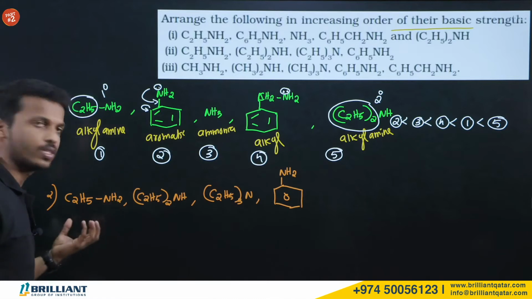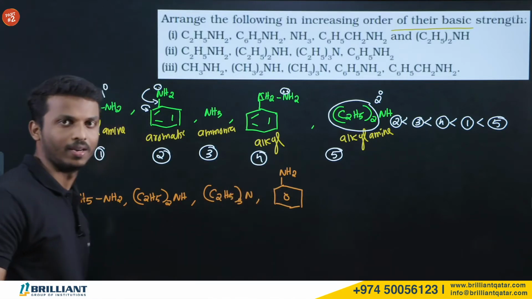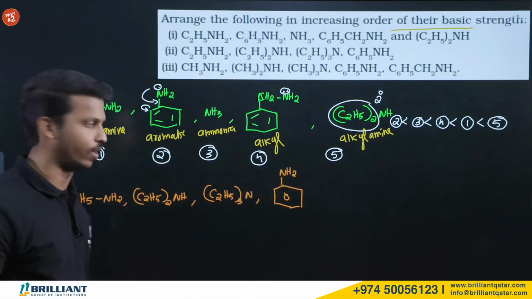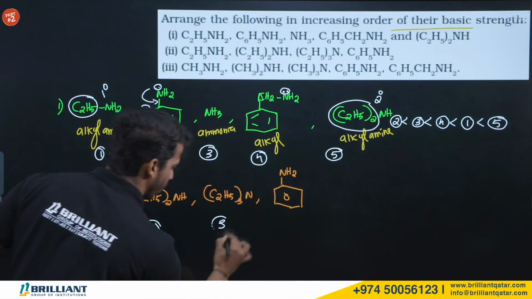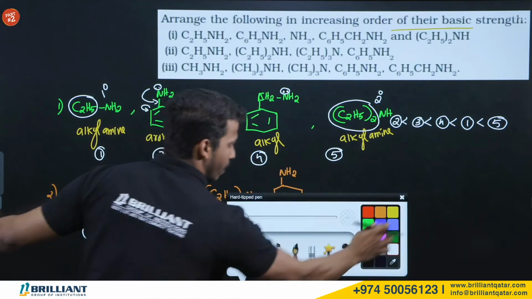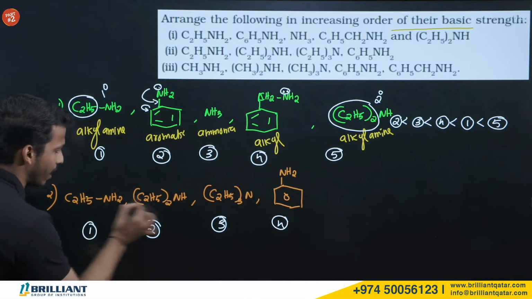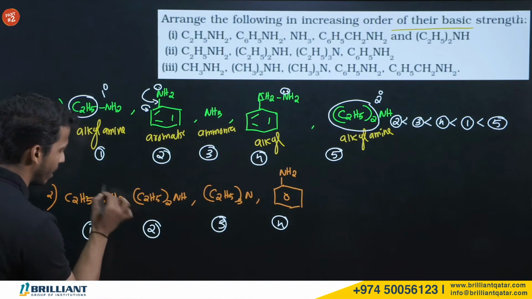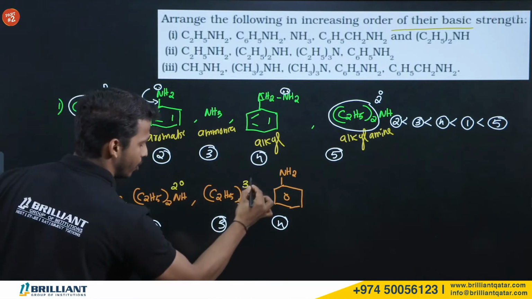First three compounds are aliphatic amines, right? Alkyl amine. This is aromatic amine. Definitely, this is the least basic one. Let me number the compounds 1, 2, 3 and 4. Please identify, dear student, whether it's a primary, secondary, tertiary amine. Here the alkyl group is ethyl, ethyl, ethyl. It contains NH2 group, therefore primary. NH group, therefore secondary. N, tertiary.